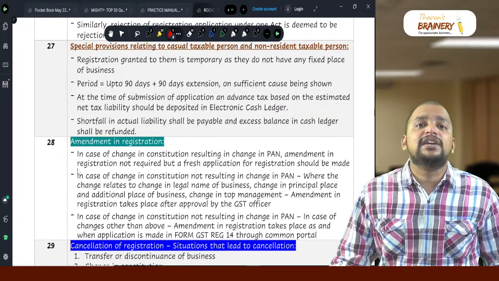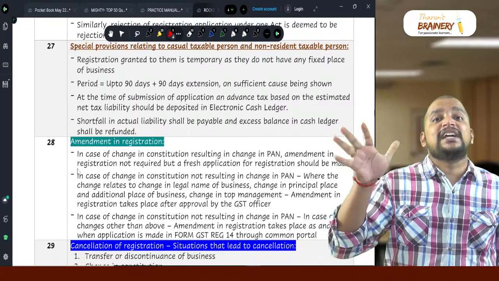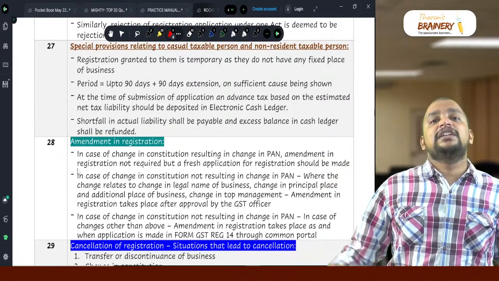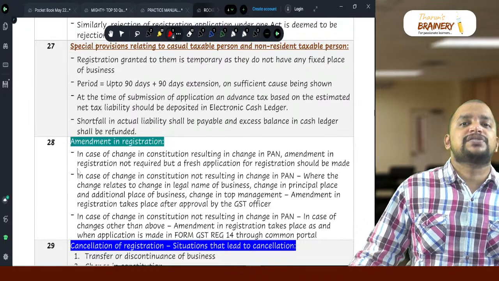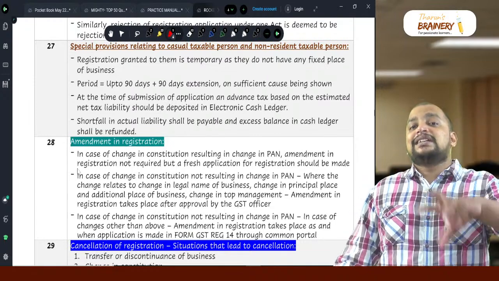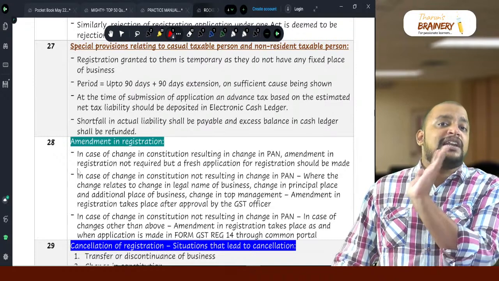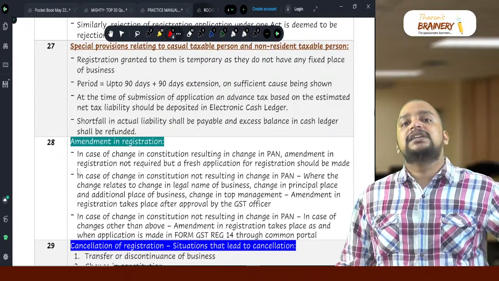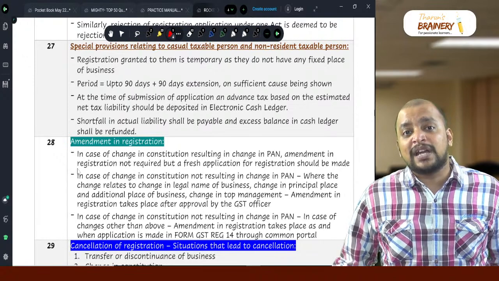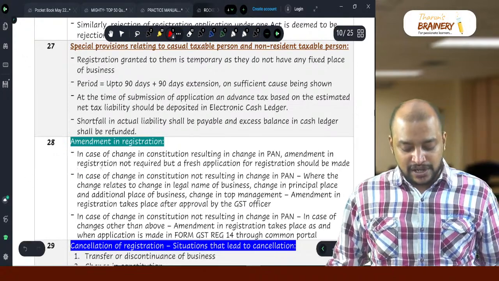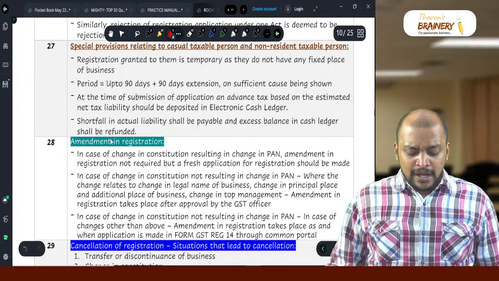They need to make application for registration at least 5 days before commencement of business, who are CTP and NRTP. But all other people are required to make application for registration within 30 days from the date they are liable to get registered. So in normal cases within 30 days from the date they are liable to get registered, but in case of CTP and NRTP, they need to make application for registration at least 5 days before commencement of business.